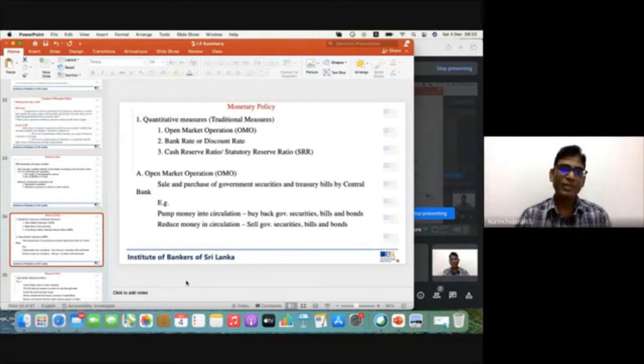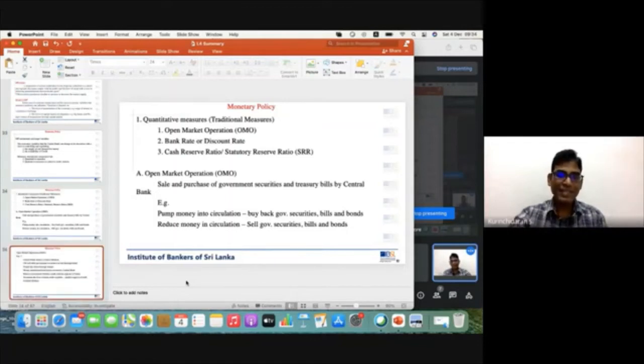Yes. So the central bank will do these transactions, right? So buy back securities, so pump money, or if they want to reduce the money in circulation, they can sell government securities and get their money back, or reduce the money in circulation. So central banks, most of the time, play around with this open market operation to manage or control or regulate the money supply.